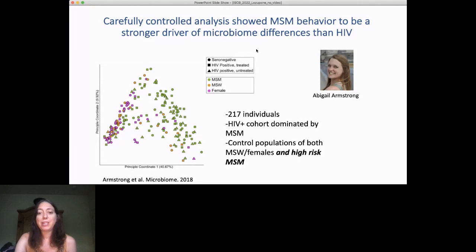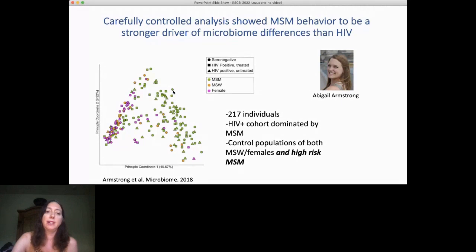Specifically, when we added a cohort of men who have sex with men who were engaging in high-risk sexual activity for HIV, we found that many of the microbiome differences we had thought were driven by HIV were actually present in this population. As an example, here's a principal coordinate analysis where we looked at the fecal microbiome of 217 individuals using 16S ribosomal RNA targeted sequencing.